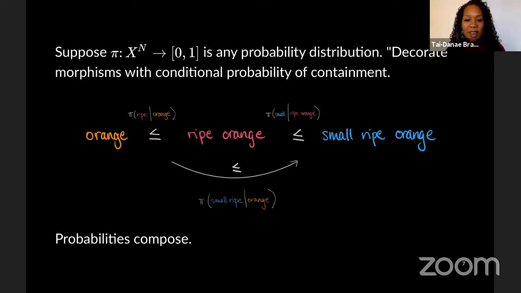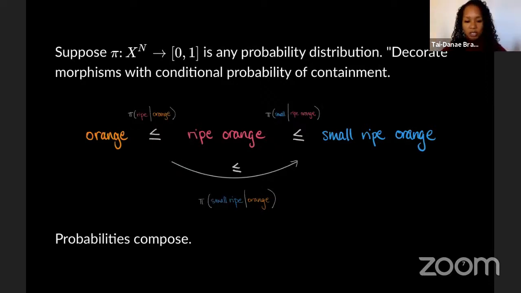But here's the nice observation. Because my probabilities are obtained from a joint distribution on sequences in this way, my probabilities actually compose. In other words, if I look at the conditional probability for my small word like orange into this longer expression, small ripe orange, that conditional probability is precisely the product of these two intermediate probabilities. Anytime you have a picture like this, where I have three things and the arrows compose, this is just shouting out to us that category theory is lurking in the background. Now, I'm not sure whether everyone in the audience is familiar with category theory. So maybe the punchline is just what's on this screen. I'm comparing my sequences by this subsequence containment.